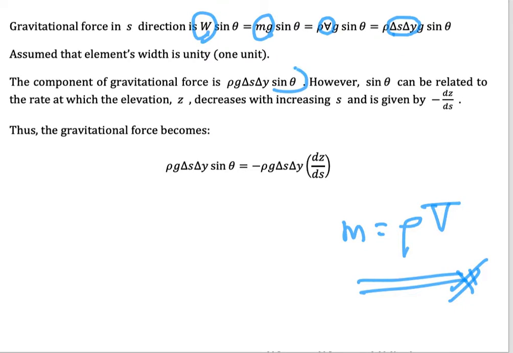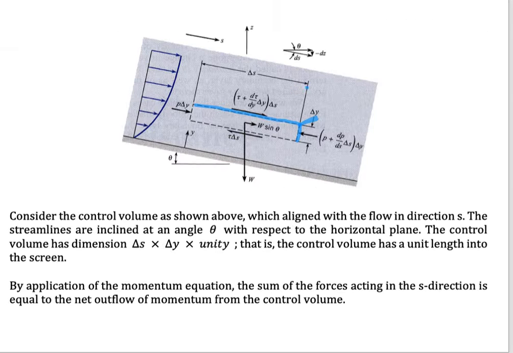Previously in chapter 1, we learned about the Cartesian coordinate and the polar coordinate. If we keep the symbol sine theta, maybe we need to calculate in terms of polar coordinate. To ease the calculation, we replace the sine theta by looking at this diagram. Let's say this is the theta, this is the length, and the dz here is the height of this one.